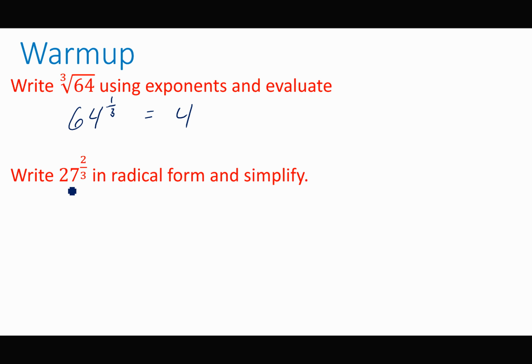Okay, write 27 raised to the 2/3 in radical form. So what's going to go up here in my index position, that top left, will be a 3, and then this becomes 27 squared. All right, so this was kind of a review from Friday, working with rational exponents, rewriting as radicals, or vice versa.